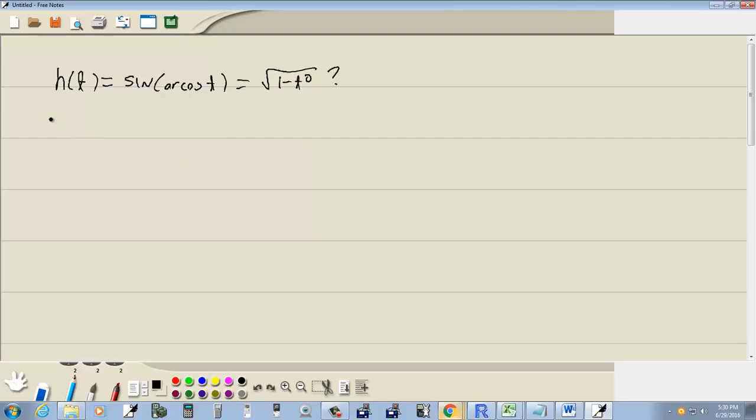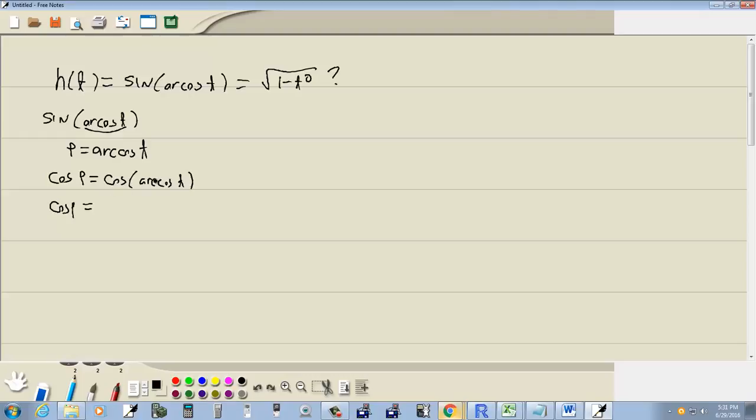Why? Well, if we look at sine of arc cosine t, we'll set what's inside the parentheses equal to a variable like p. So we got p is equal to arc cosine t. Then we can take cosine of both sides. So cosine p is equal to cosine of arc cosine of t.